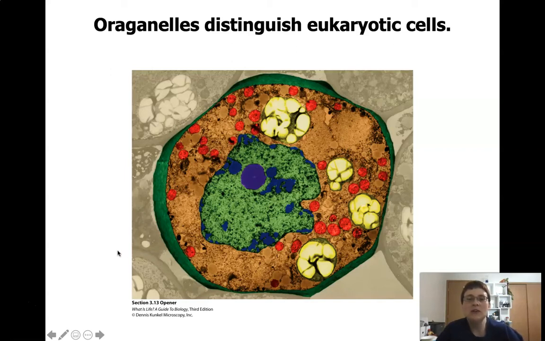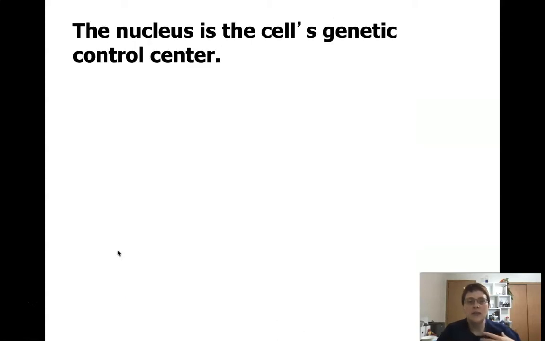We're going to look first at the structures that are found in both plant and animal cells, and then we'll look at the structures that are specifically found just in plant cells. We're going to start off with the big, well-known structure in eukaryotic cells. This is the one that distinguishes eukaryotic cells from prokaryotic cells, and that is the nucleus.